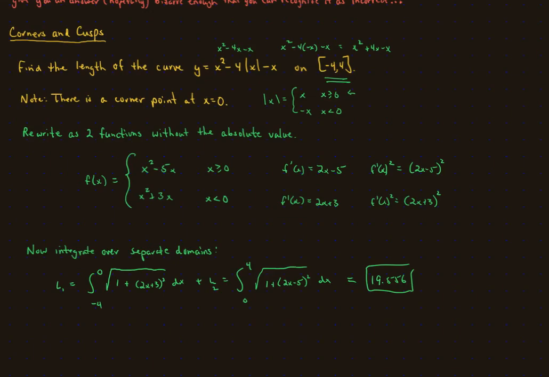So that's our workaround for absolute values, is that we will rewrite our function as a piecewise function, and then we will split up our interval going up to the corner point, and then getting a different function for the next part of that interval.